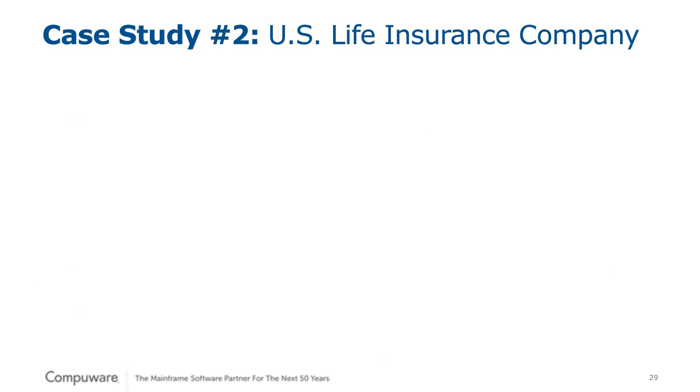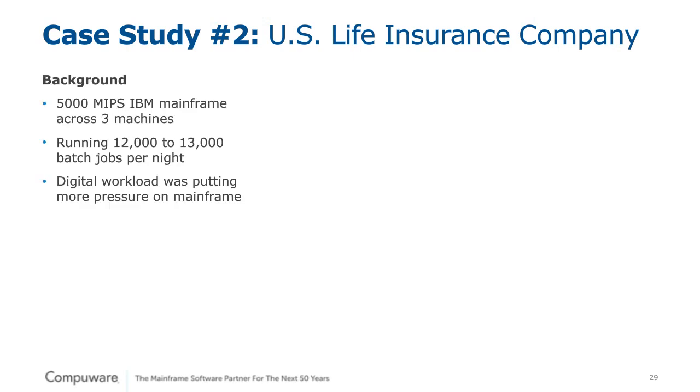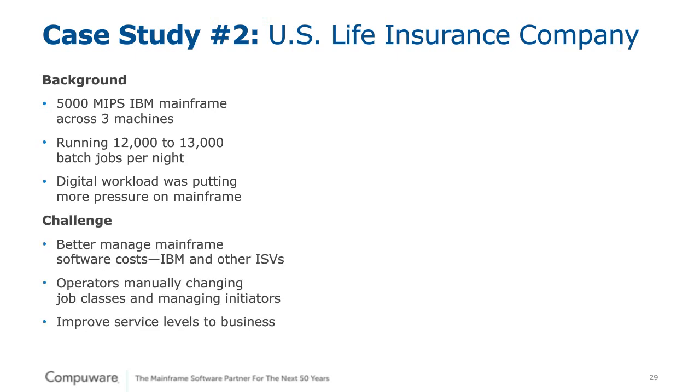Our second case study is at the other end of the spectrum, a life insurance company. They're running about 5,000 MIPS, 13,000 jobs per night, and their digital workload was putting really acute pressure on their mainframe. They were challenged with increasing IBM and ISV software costs. They kept going up, and it was hurting their bottom line. Operators were distracted with manual operation and inconsistent service levels.